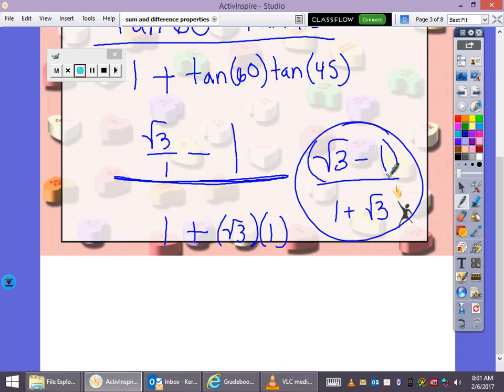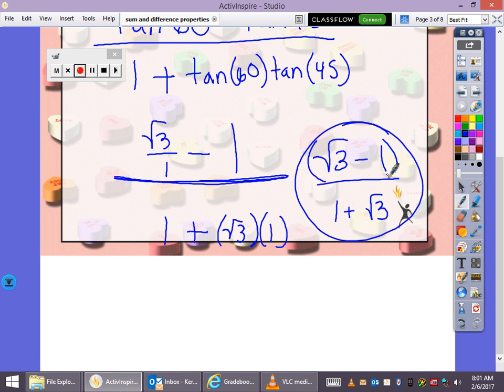Okay? Now we're not going to get into it right now, but we could have rationalized the denominator by multiplying the bottom and the top by 1 minus the square root of 3. But we're not going to do that right now. We're just going to go through the basics. Good? Okay. Now, this is all finding the exact.